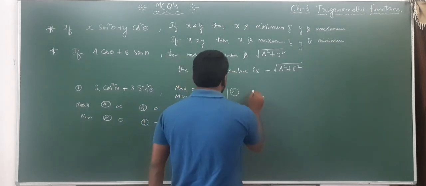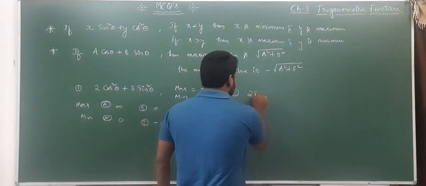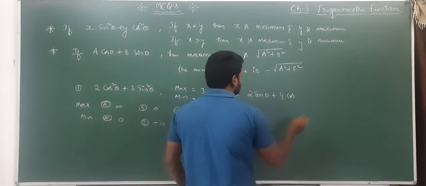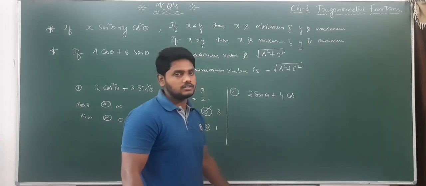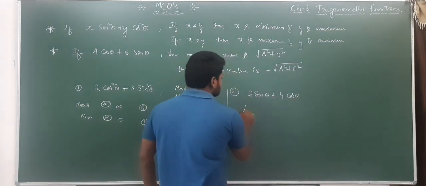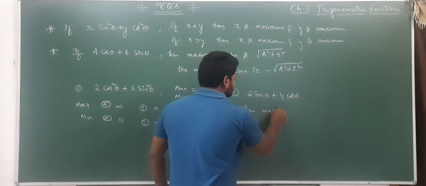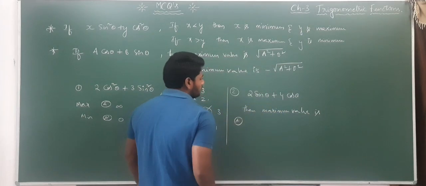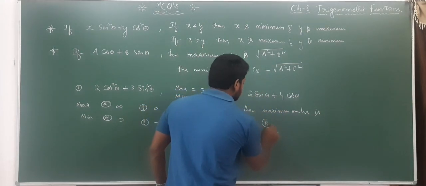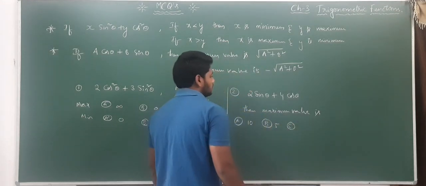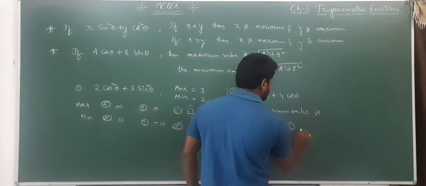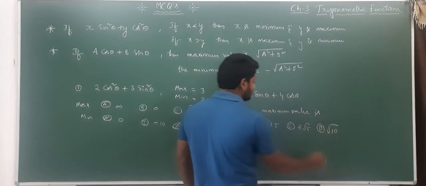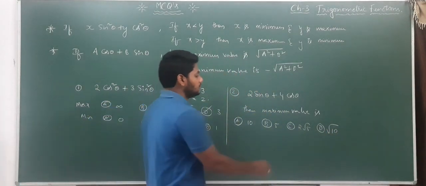For example, if the question is 2 sin theta plus 4 cos theta, whatever it may be. So what is the maximum value of this? Option A will give 10, option B 5, option C 2 root 5, option D square root of 10. In that, absolutely it will be option C.